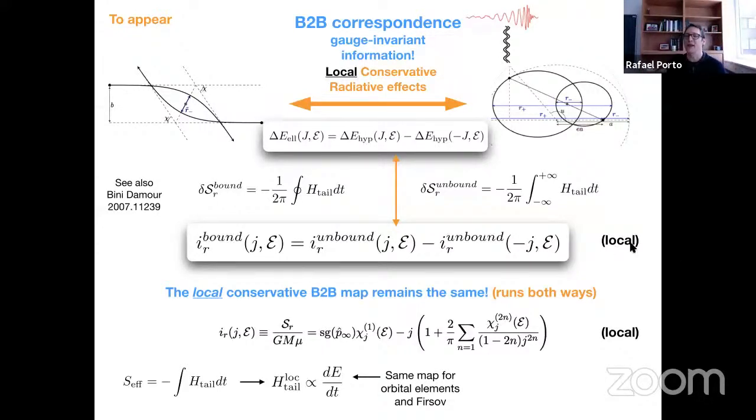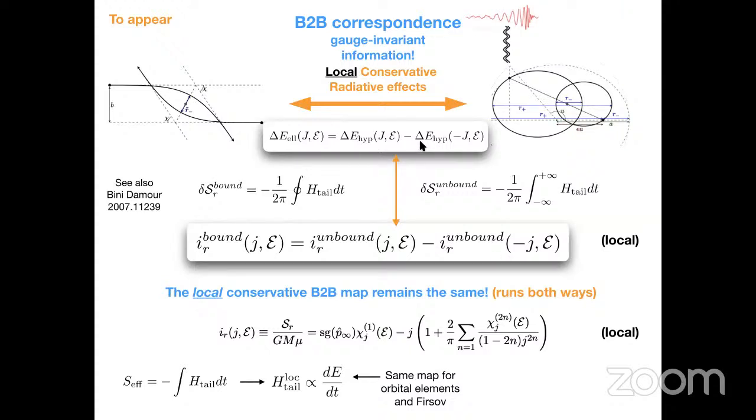And therefore, the binary to bound dictionary that relates the bound and unbound radial action works also for the local part of the conservative sector, and I can apply it the exact same way as we did before. We can also demonstrate this backwards. We can run all this the other way. It's a little bit more subtle, but you can also show that the local map works, and therefore this has to be true as well.